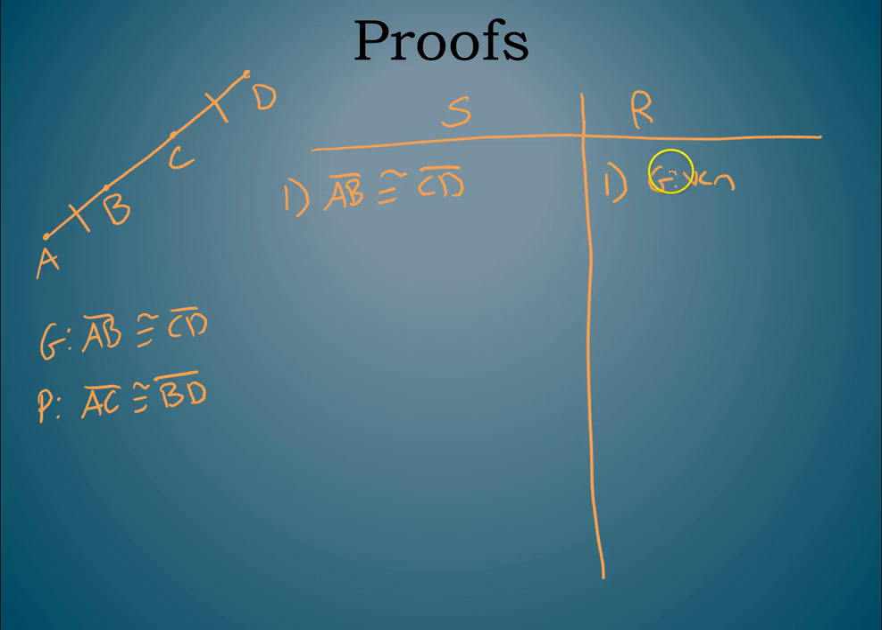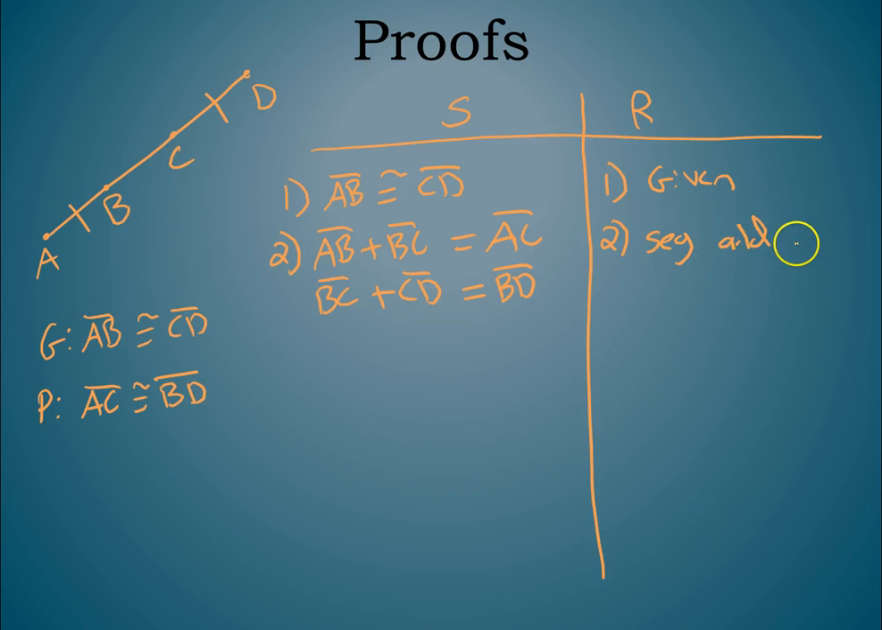So again, we start with our given statements. And like with everything else, we need to find some way to bring AC into the problem and relate it back to the given statement. In order to do that, we again use segment addition. AB plus BC equals AC. BC plus CD equals BD. Those are all our segment addition postulates. Now, this should be very similar to our very first proof.